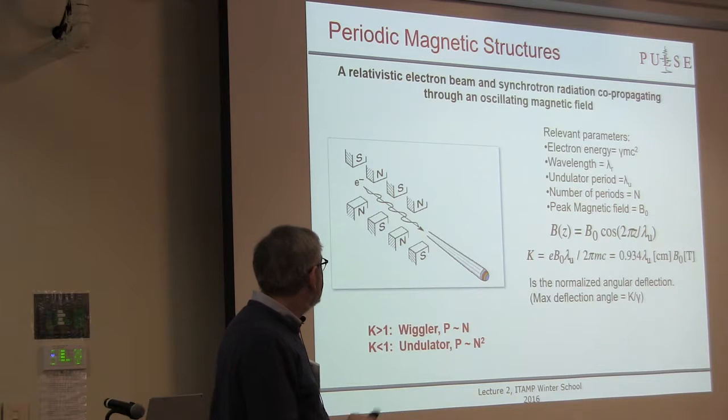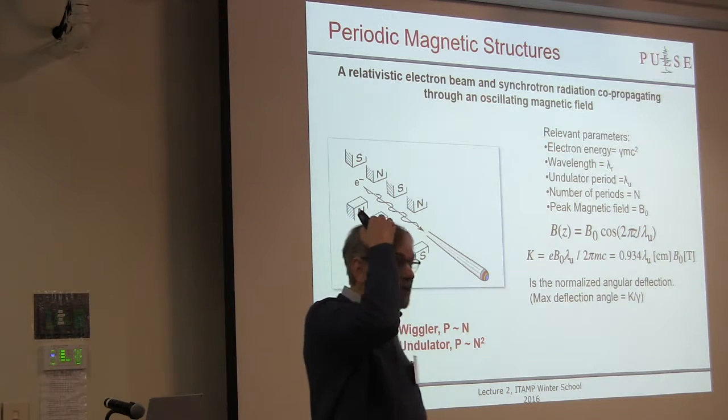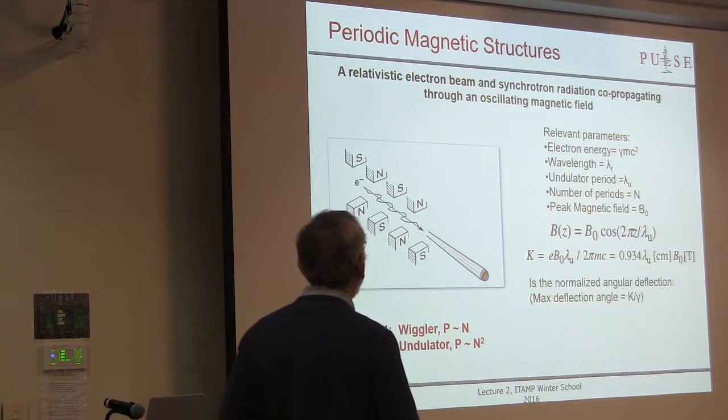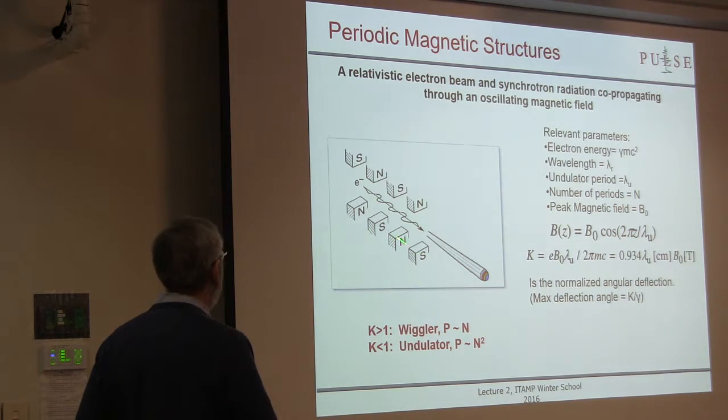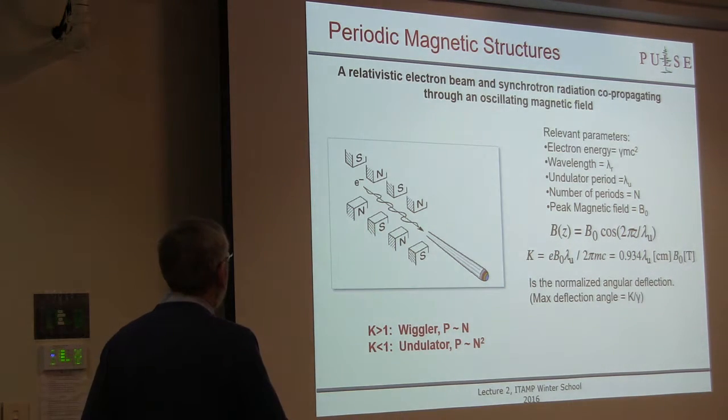So that's it on bending magnets. You're now experts. Let's go to periodic magnetic structures. So here's the standard cartoon. These are permanent magnets. This is the pole, south, north, south, north, south, north.